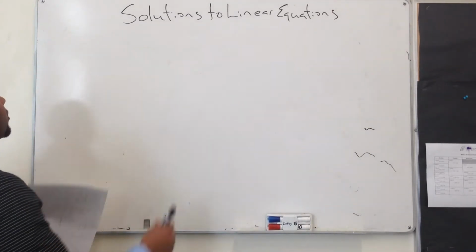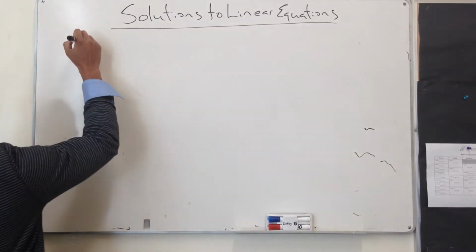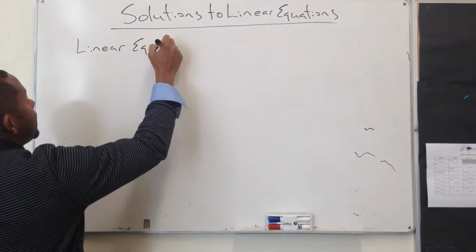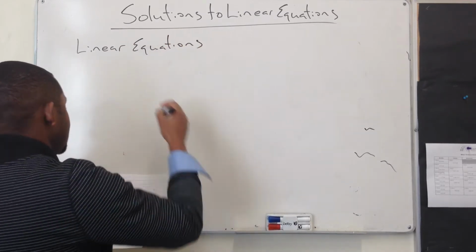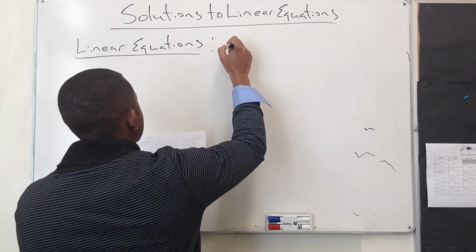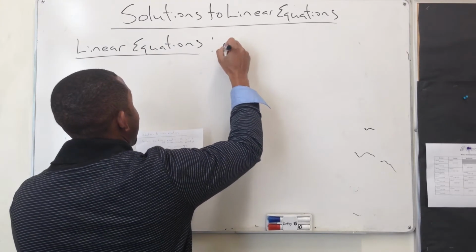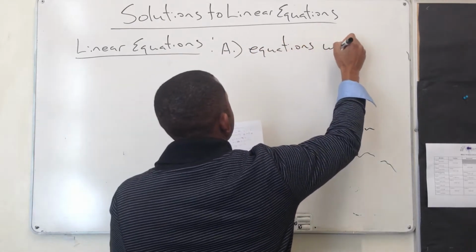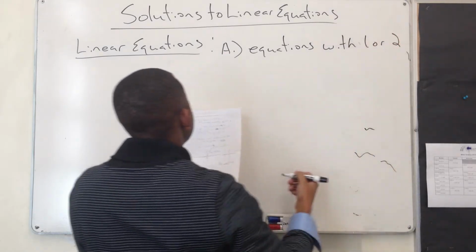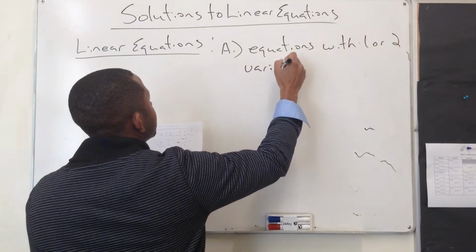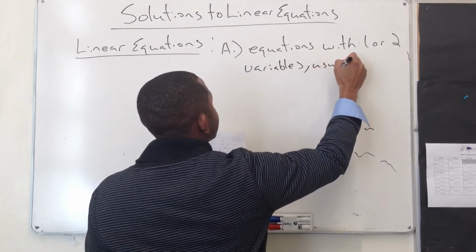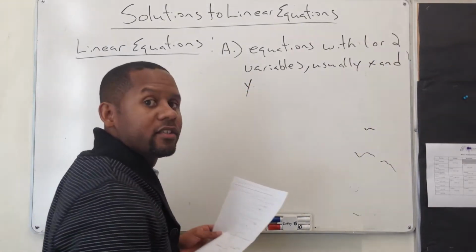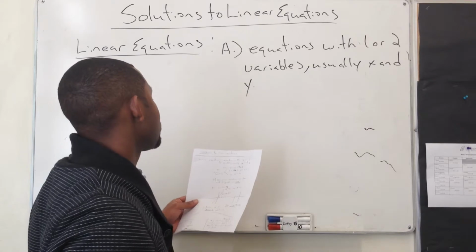First of all, let's talk about a linear equation. When you see the word linear, you should just be thinking line. Linear equations are, first of all, equations with one or two variables, usually x and y. These have one or two variables, usually x or y.